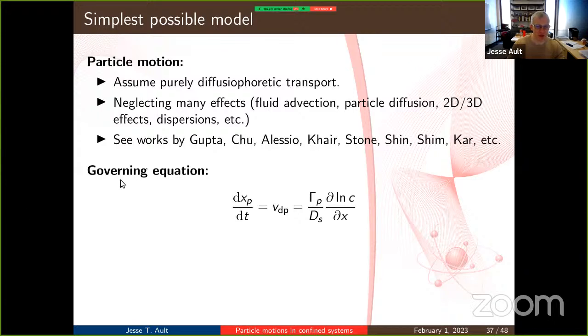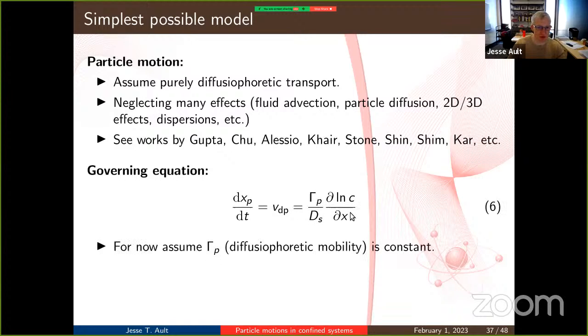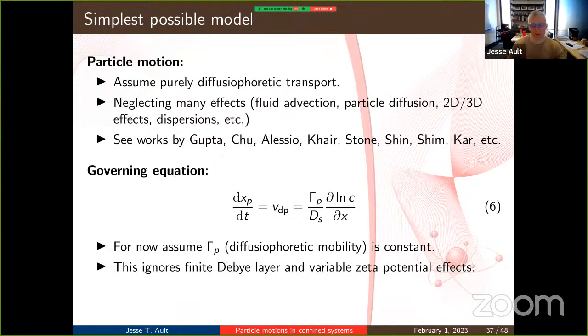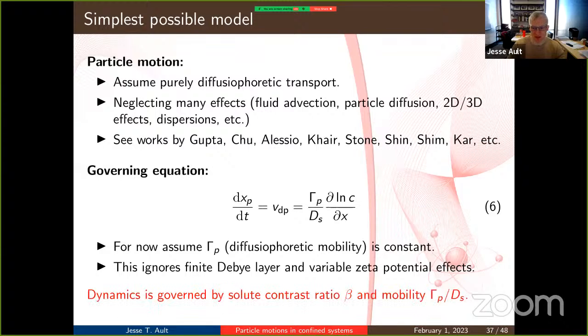So the governing equation for an individual particle experiencing diffusiophoresis is just the velocity equals this mobility coefficient, gamma p, times the gradient in the log of the salt concentration. You can just integrate this directly. And for now, assume that this mobility is a constant. It tells you how the particles react to a salt gradient. Again, this ignores finite Debye layer and variable size potential effects.